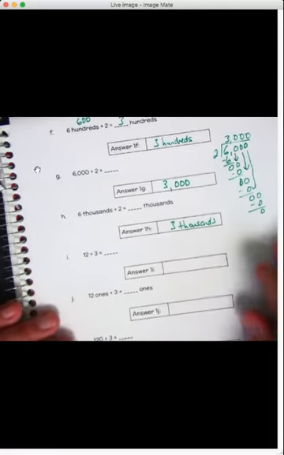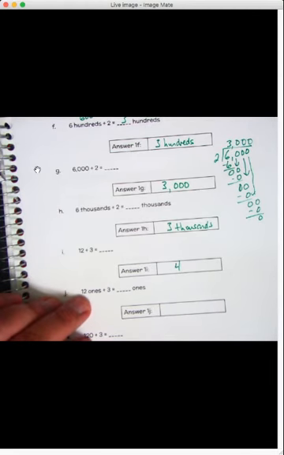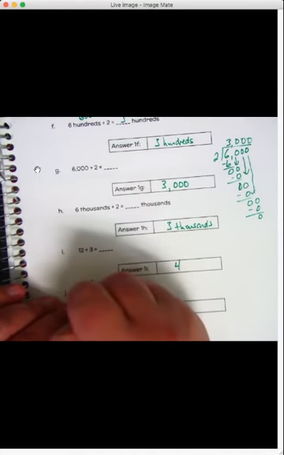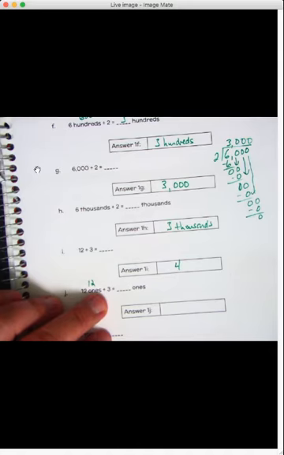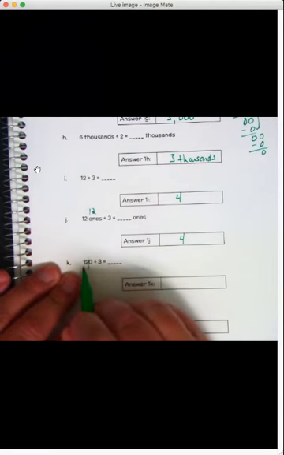Okay. Now switching it up a bit. 12 divided by 3. What's 12 divided by 3? It's 4. Okay, so we know that. But we've got 12 ones divided by 3. 12 divided by 3 equals how many ones? It's the same thing, 4 ones. Now we've got 120 divided by 3. Let's do it the easy way. What's 12 divided by 3? It's 4. And we'll add that 0. It's 40. So 120 divided by 3 is 40.